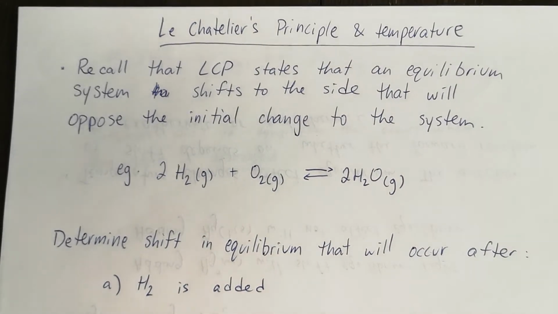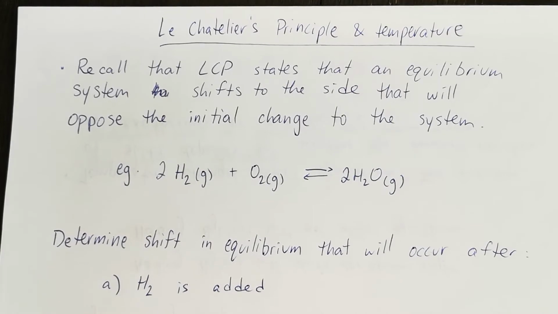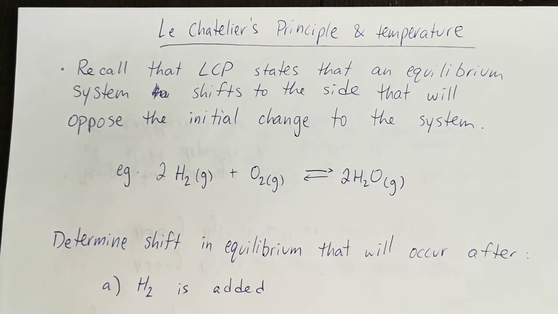Hi Chemistry. Today we're going to continue talking about Le Chatelier's principle, do a couple of examples, and then build to what happens with temperature changes. Remember that Le Chatelier's principle states that an equilibrium system shifts to the side that will oppose the initial change to the system.